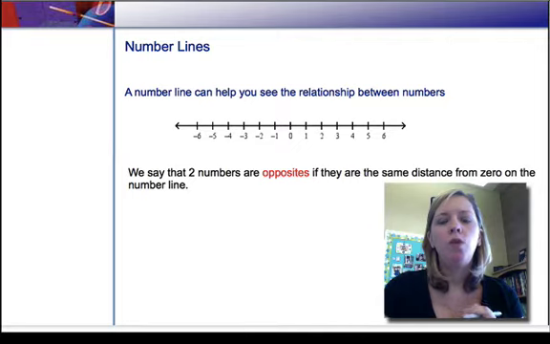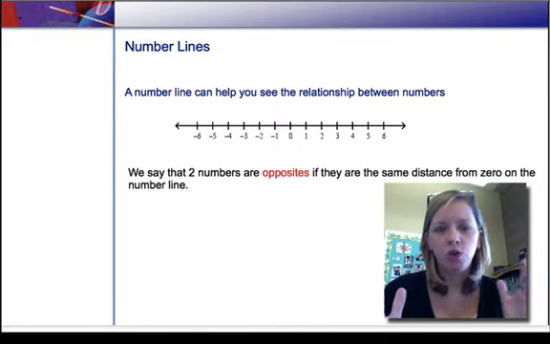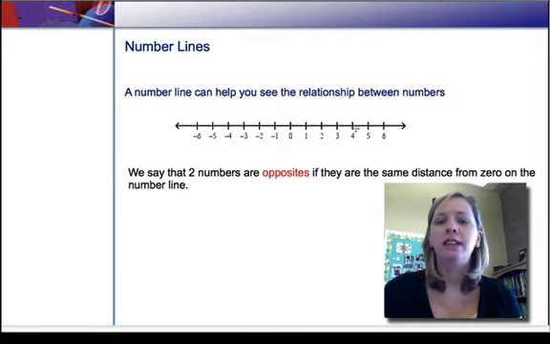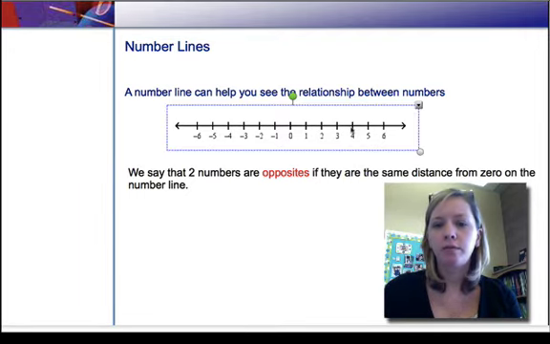One of the things that really helps with visualizing the addition and subtraction of numbers is working with a number line. A number line can help you see the relationship between numbers. We say that each number has an opposite. We also say that two numbers are opposite if they're exactly the same distance away from 0.